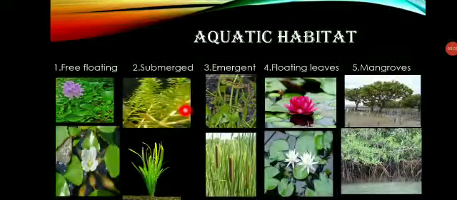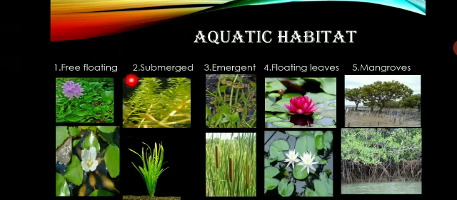Next one is based on the terrestrial habitat. Next one is aquatic habitat. The aquatic habitat can be classified into free floating, submerged, emergent, floating leaves, and mangroves. These five types can be classified based on their aquatic habitat.